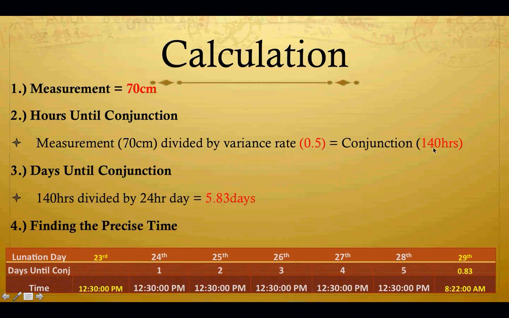That's where you're going to get your conjunction in hours, which is 140 hours until your conjunction. Okay, simply 70 divided by 0.5 equals 140 hours. So essentially all you're doing is just doubling your measurement to get your 140 hours. Okay, so days until conjunction. Essentially all you're doing in that conversion is saying, hey, there's 140 hours. You divide that by how many hours are in a day, and you get your 5.83 days.